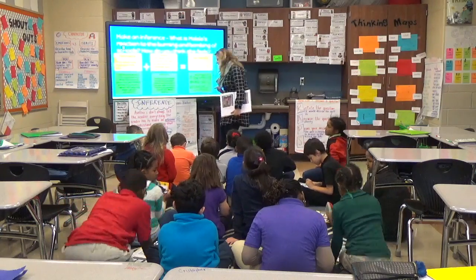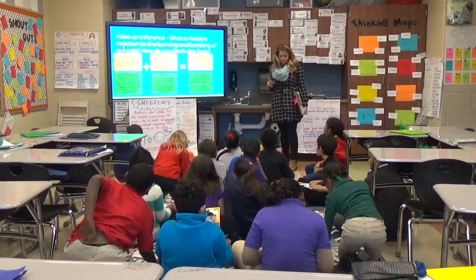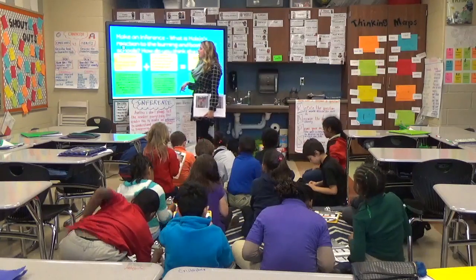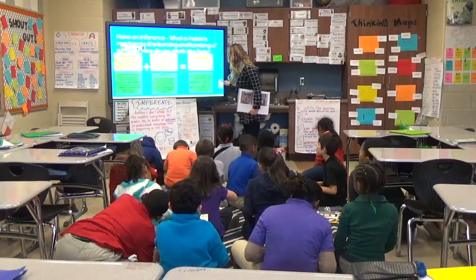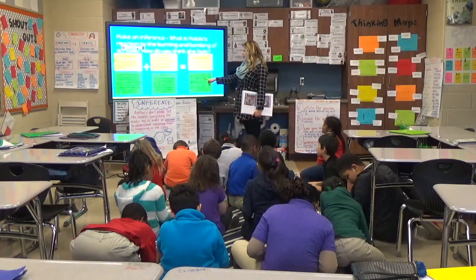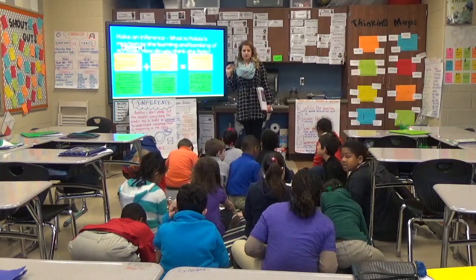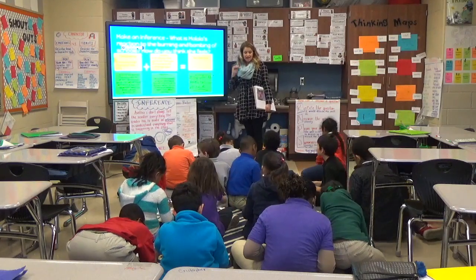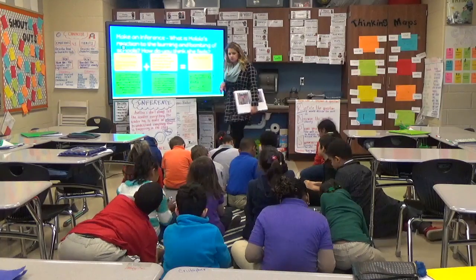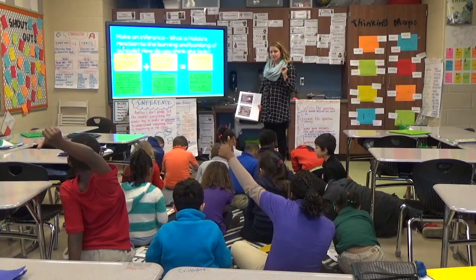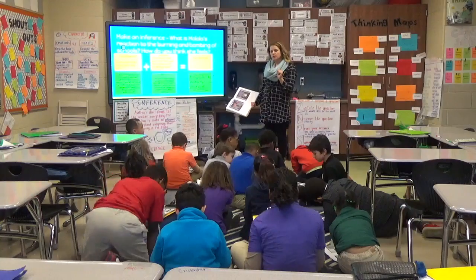All right, you have a space on your paper. Here's where you get to make your inference. I can infer that Malala feels blank because blank. I notice that Justina is writing her inference in. All right, Corianne, will you share your inference with us while we're finishing up?